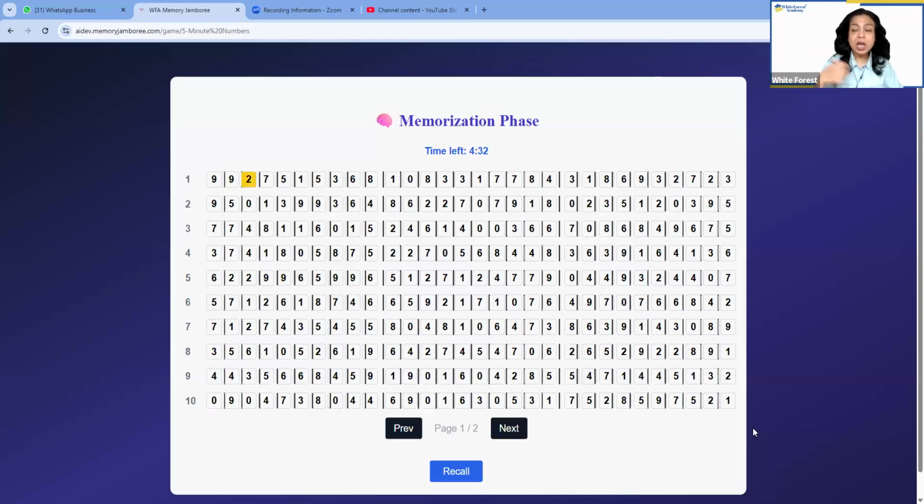As I was punching, a swan came. So what looks like 2? 2 looks like a swan. A swan came. What did the swan do? The swan flew to heaven. 7 is heaven, right? The swan flew to heaven. In the heaven, there was 5. 5 is what? 5 is hive. So there were hives, beehives in the heaven.